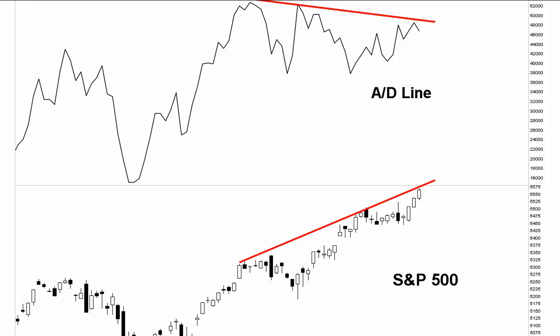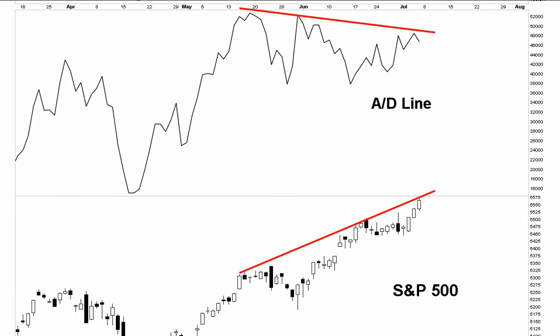Other divergences, look at the AD line. The AD line is making a series of lower highs. The S&P 500 is making a series of higher highs. Again, they're diverging. Huge and problematic. You've got these market breadth indicators that are diverging with the S&P 500. It's warning of a potential reversal, but you've got to see the signals.